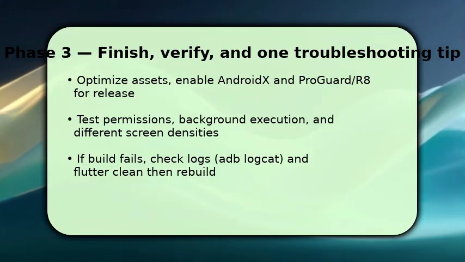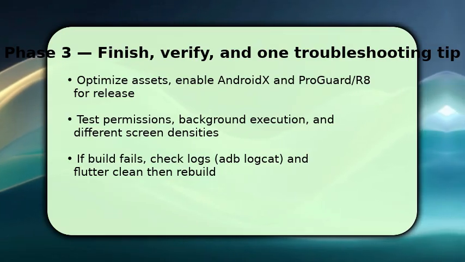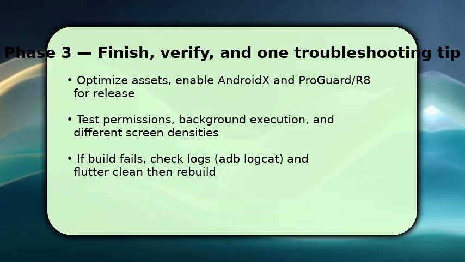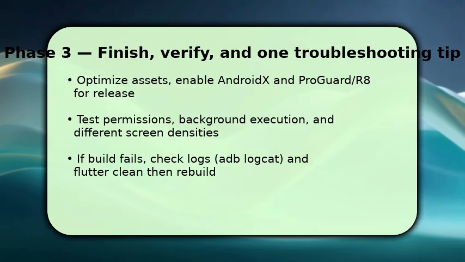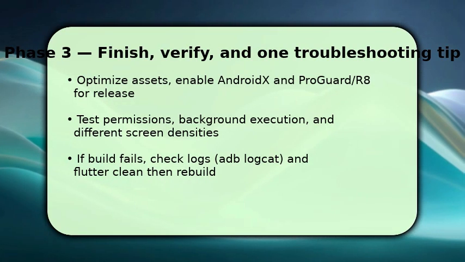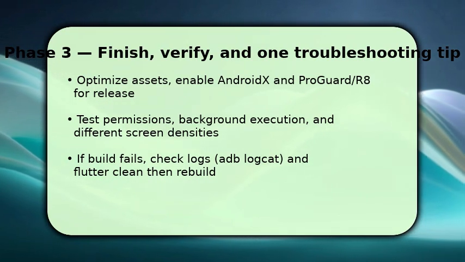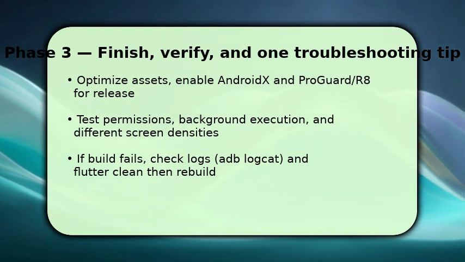Optimize images and fonts, migrate fully to AndroidX, and enable ProGuard or R8 to shrink code for release. Sign the bundle and verify Play Console upload. Run integration tests and check runtime permissions and background task behavior. If something breaks, use adb logcat to inspect errors, run flutter clean to remove caches, and then rebuild.